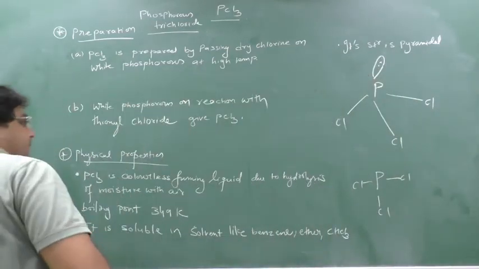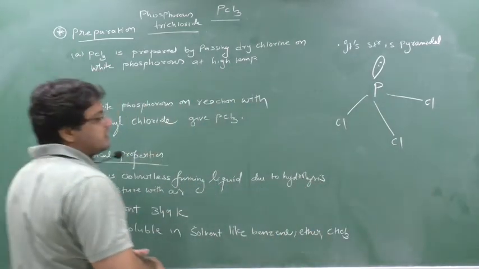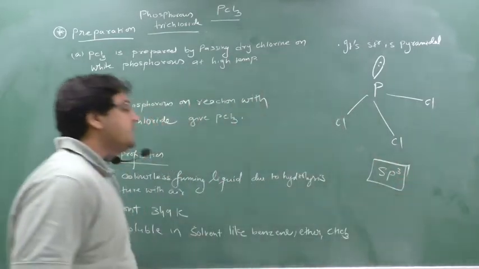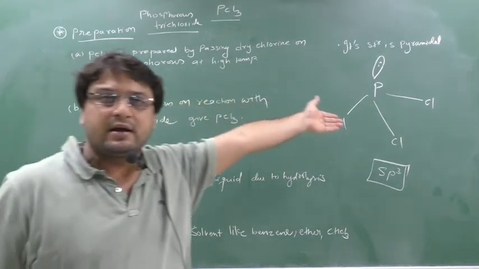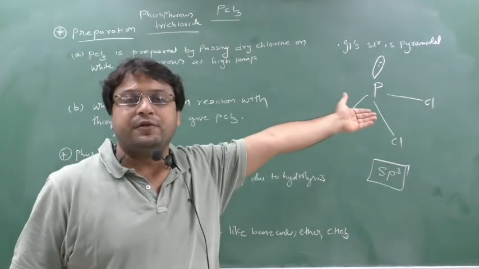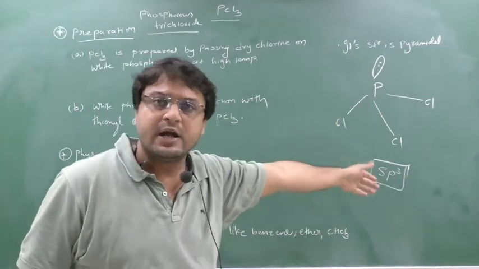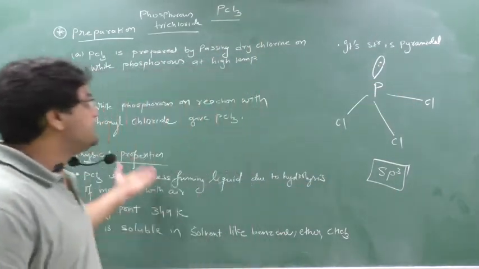What is the hybridization? As you know, the structure is pyramidal, so the hybridization will be sp3, and you know how to calculate it also. Clear? Clear the structure and the shape also. This is similar to the hydrides of group 15, like NH3 and PH3, a similar structure. In the hydride, hydrogen was there; here chlorine is there. That's it. Clear? Now we'll see the preparation.